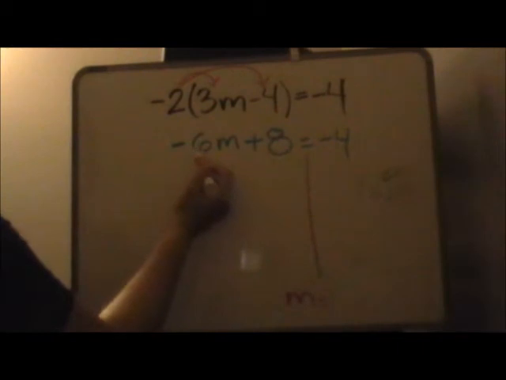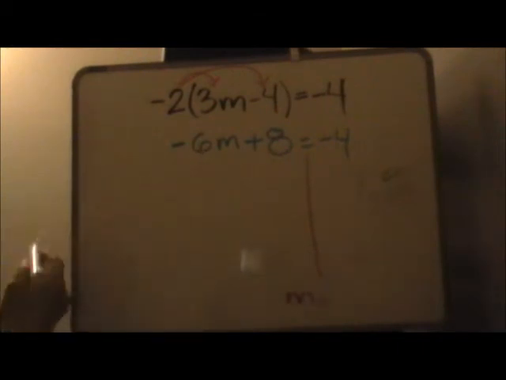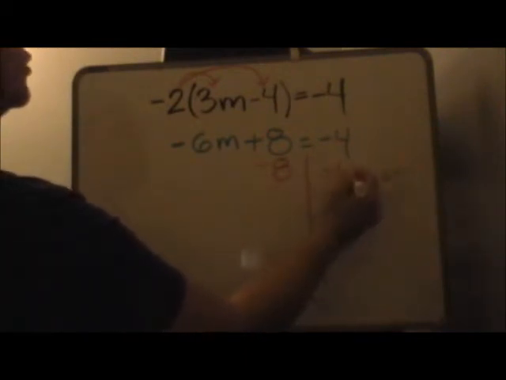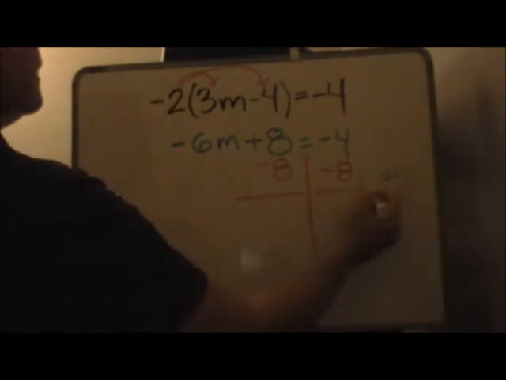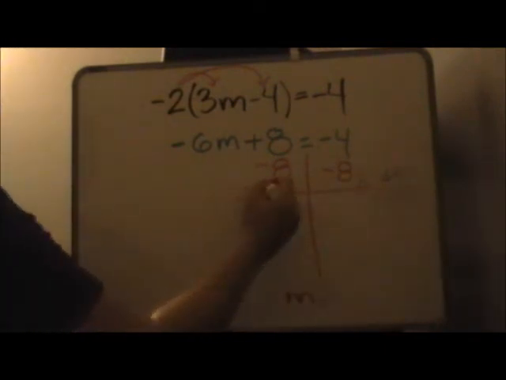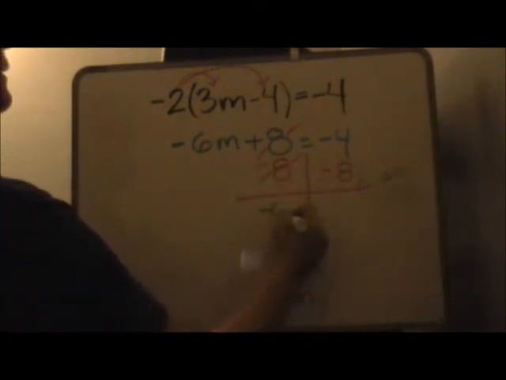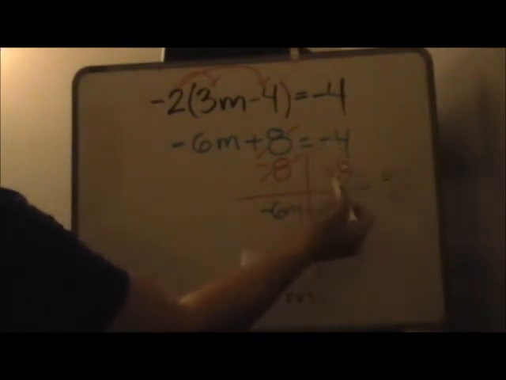Remember the coefficient, the number next to the variable, you always save it for last. So I'm going to start with a +8. And the only way that I can cancel a +8 is with a -8. Remember our rule, what I do to one side, I do to the other. So what's going to happen here? -8 and +8 will cancel. All that I have left is a -6m equal to -4 and -8.